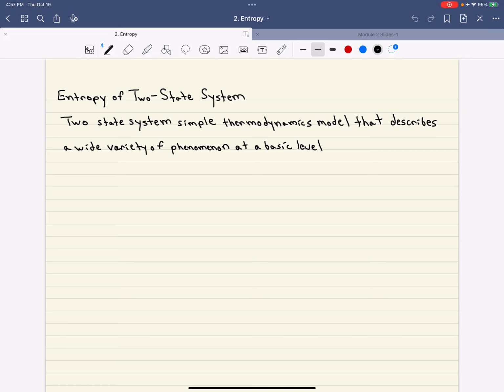To introduce you to the concept of thinking about entropy at the molecular scale, I want to introduce you to a very simple framework known as the two-state system. The two-state system is something we're going to revisit quite a lot in this course. Essentially, it describes a system of molecules or group of molecules that can exist either in a low energy ground state or in a high energy excited state, right?